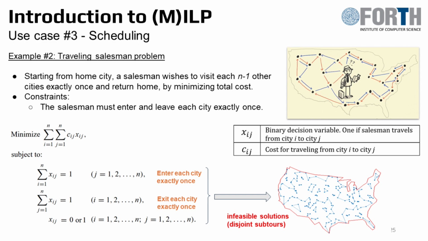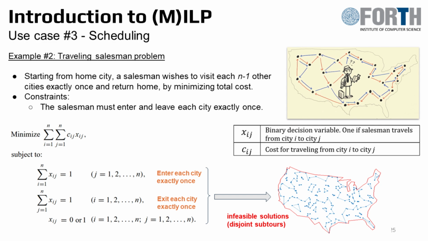We now move to another classical routing problem, the traveling salesman problem. Instead of assigning crews to predefined routes, we now construct a route directly. The setting is the following. Starting from a home city, the salesman must visit each of the remaining cities exactly once and then return home, while minimizing total travel costs. The decision variable indicates whether the salesman travels directly from city I to city J. The objective is to minimize the total cost of all selected travel arcs.